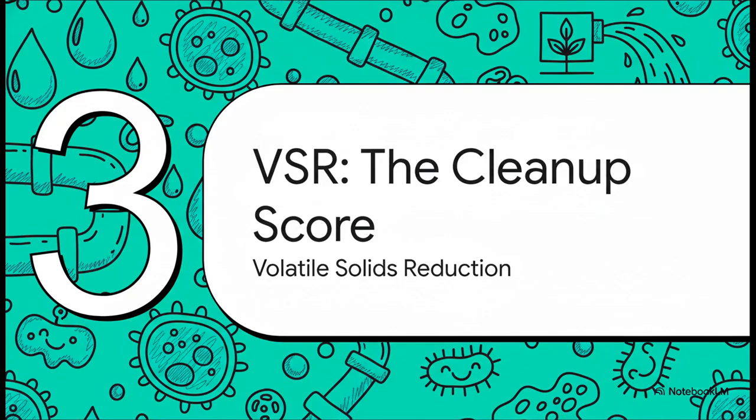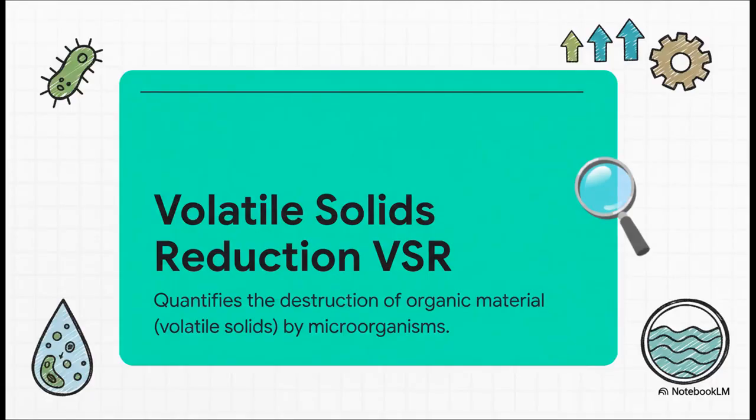So, if SRT is how much time our microbes get to work, how in the world do we know if they're doing a good job? Well, that brings us to our next big idea, Volatile Solids Reduction, or VSR. This is basically their report card. VSR is a direct measurement of how well the cleanup went. Volatile solids is just the fancy technical term for the organic stuff in the sludge, the food that the microbes eat. So VSR tells us as a percentage exactly how much of that material they successfully destroyed.